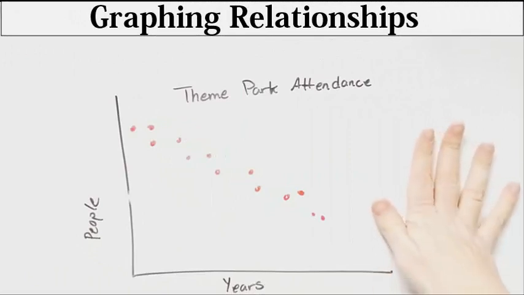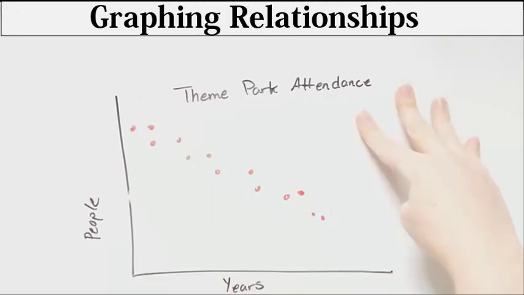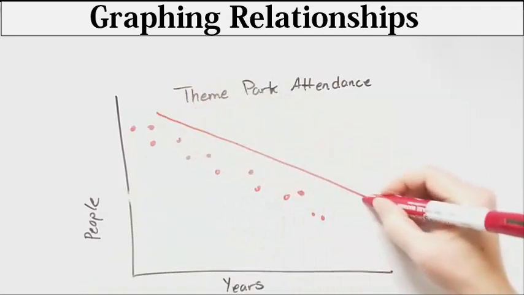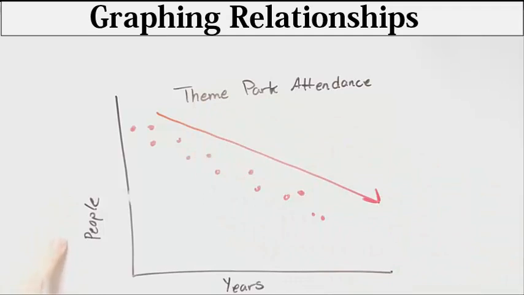So there's a special graph I want to talk to you about. This graph is looking at theme park attendance, and as the years go on, the number of people. What happened to the number of people? We can see that there was a downward trend for the number of people as the years went on. But something special about these points, you will notice that they are not connected. They're not connected, and that's not a mistake. They're not supposed to be connected.